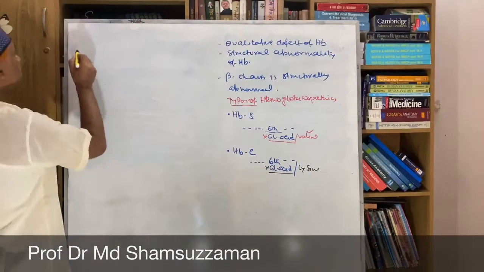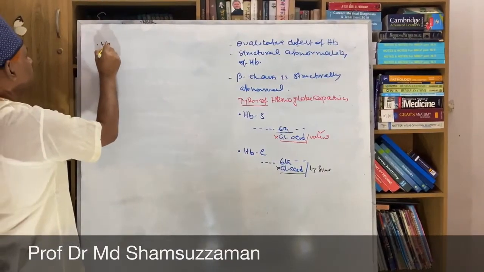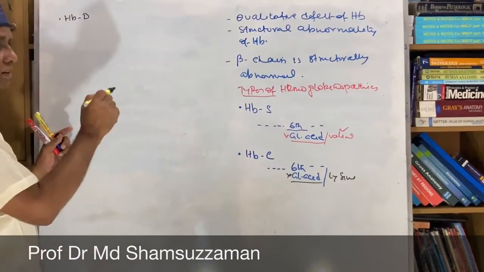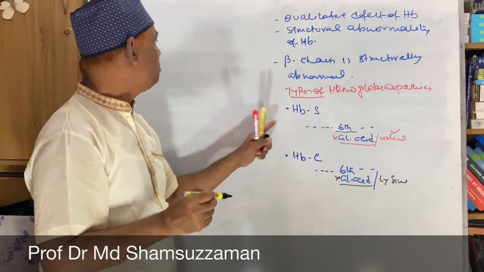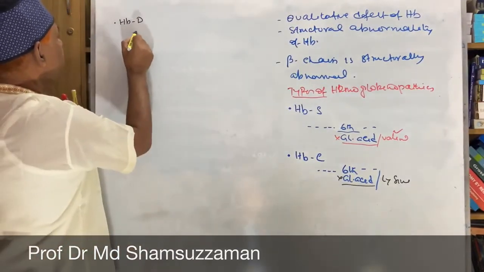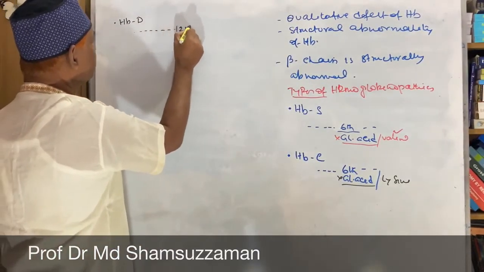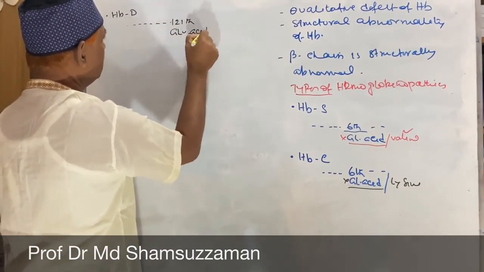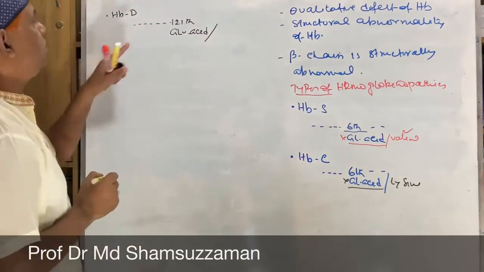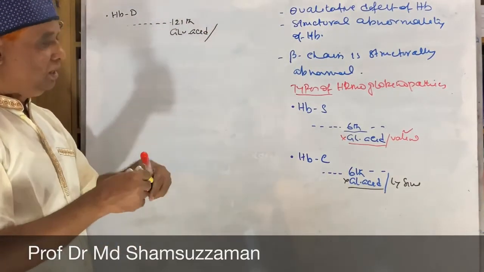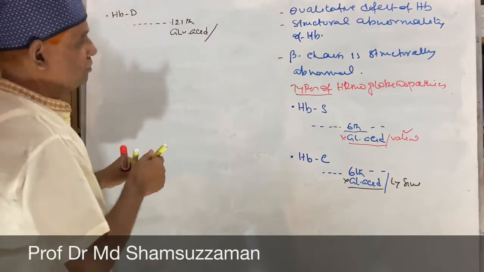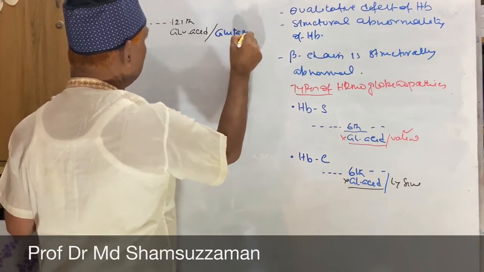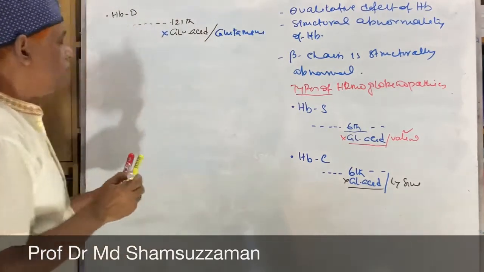Then hemoglobin D. What happens in the beta chain to become hemoglobin D? In the 121st position, glutamic acid is normally present, and if this glutamic acid in the 121st position of the beta chain is replaced by glutamine, then it is called hemoglobin D.